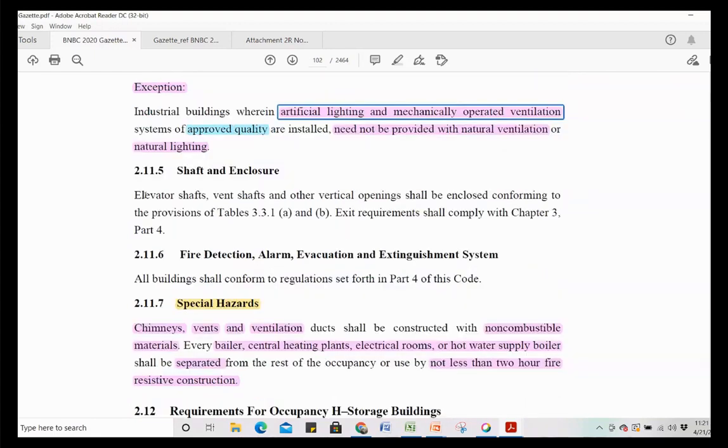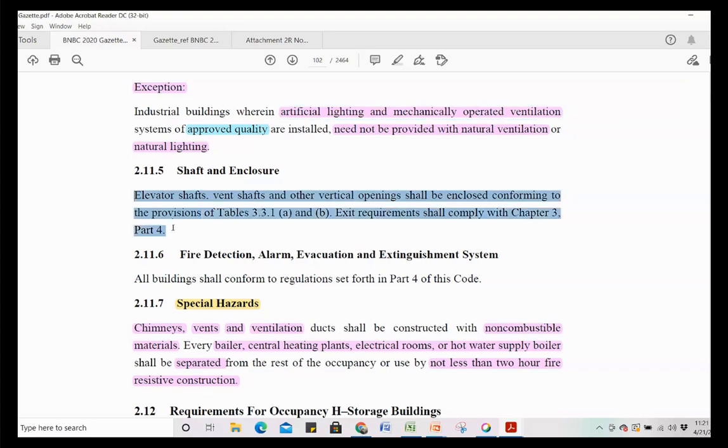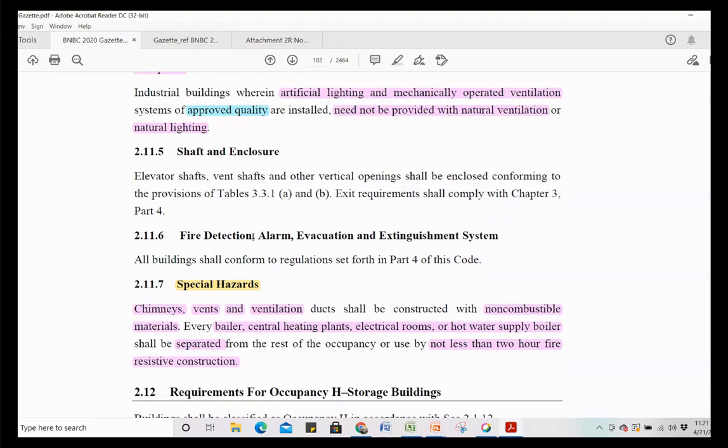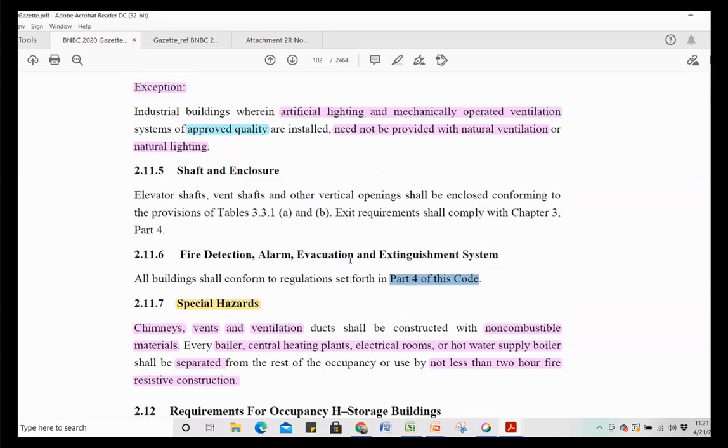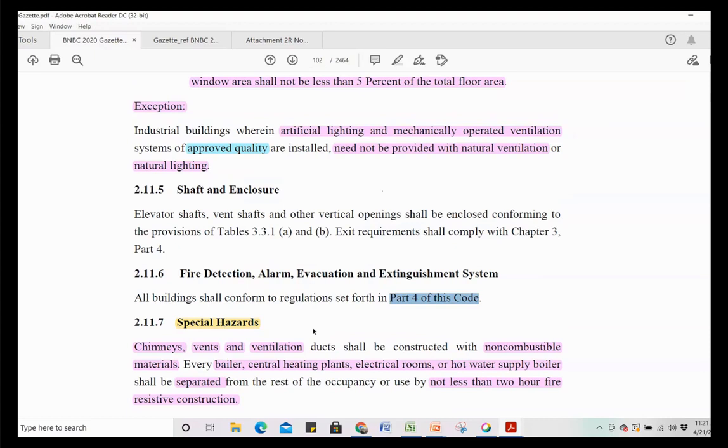For shaft and enclosure, it is common to other occupancies and refers to the same points. Fire detection, alarm, evacuation, and extinguishment always refer to part 4 of this code. And now we are coming to the special hazard situation.